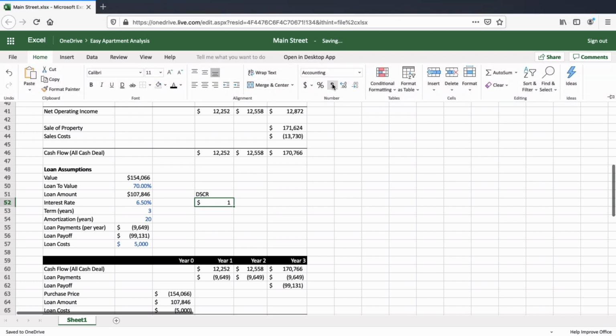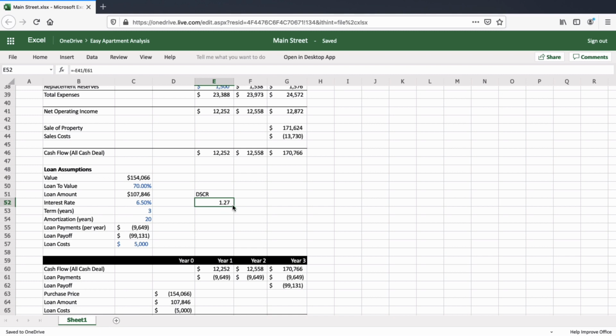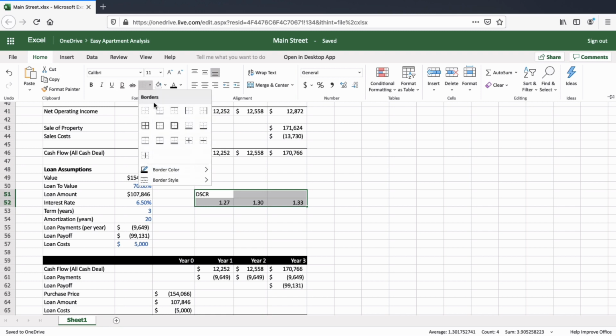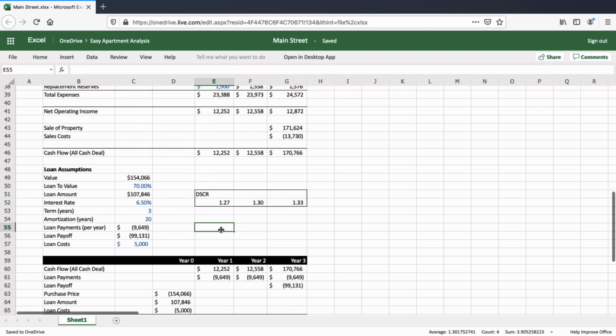I'm going to change this to a simple number, which is 1.27. And then I'm going to drag this formula across so you can see the debt service coverage ratio. And let's put a little border around this to keep it separate from everything else. So our debt service coverage ratio in year one is 1.27. That may or may not be okay with our lender.